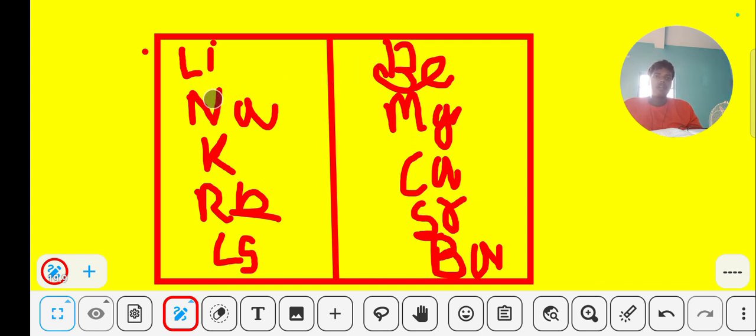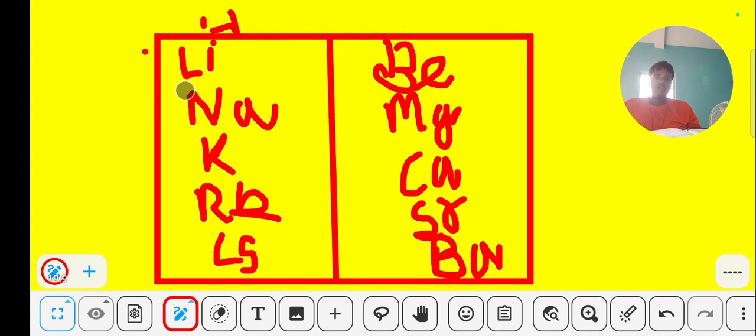Now we have a trick to learn the atoms of the first group. लीना के रब से फरियाद, and this is beta मांगे कन्या सुंदर बाप राजीव. We have excluded hydrogen because hydrogen is an exception, so we will talk about it in the third point. So this is known as alkali metal, and this is known as alkaline earth metal. This is a first group metal, this is a second group metal.